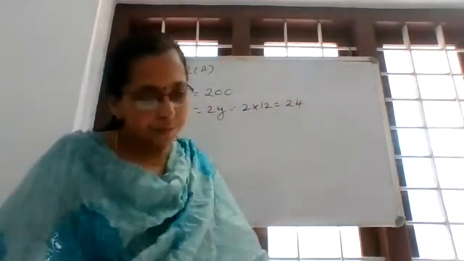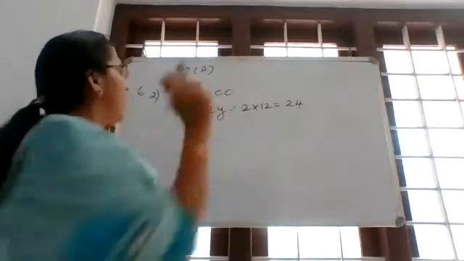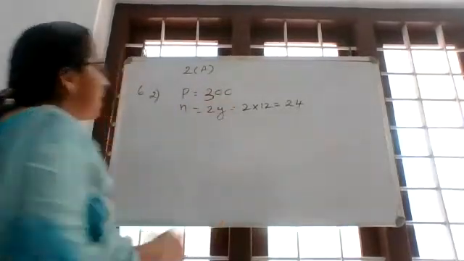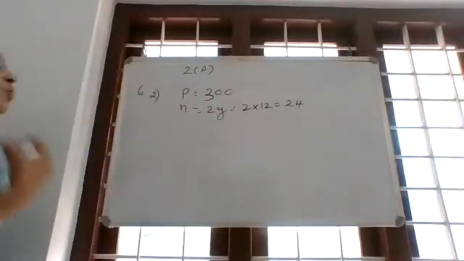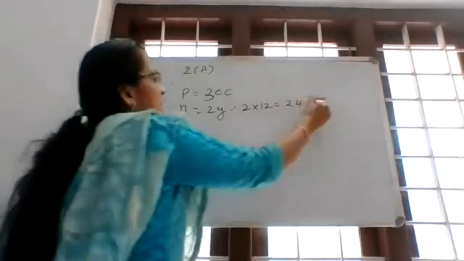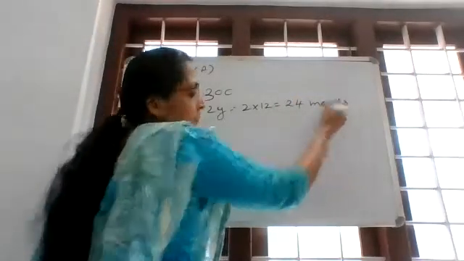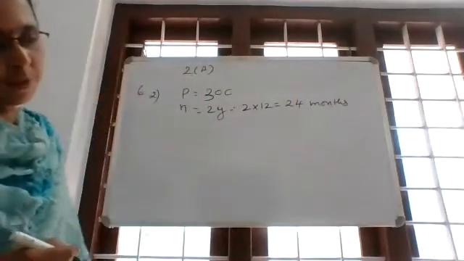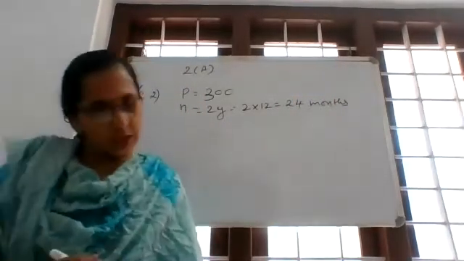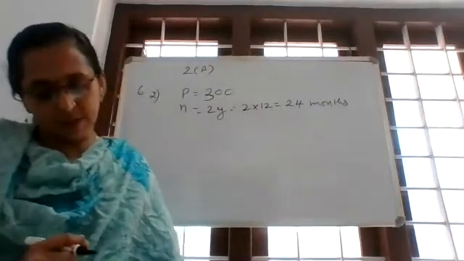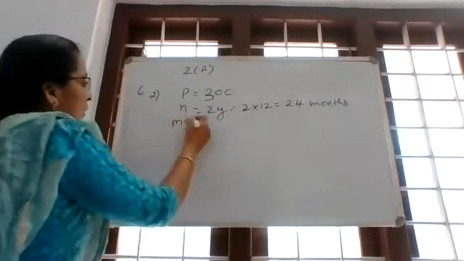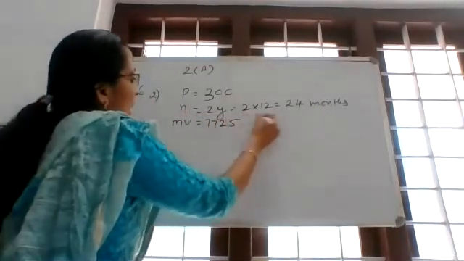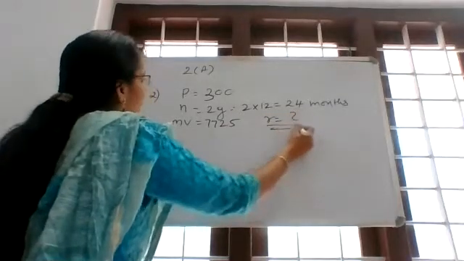P is equal to 300. N is equal to 2 years. So 2 into 12 is equal to 24 months. Then next is R, we want to find out. Maturity value is given as 7725. Maturity value 7725. R is equal to question mark. We want to find out that.